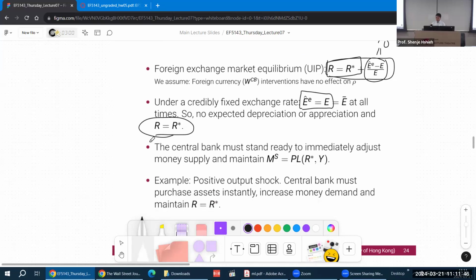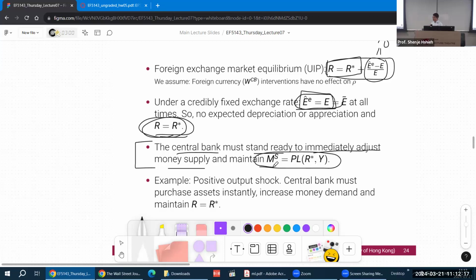All right, so the takeaway here is that in order to maintain E hat E equals E, or R equals R star, the central bank must stand ready to immediately adjust money supply to maintain this equilibrium. In other words, monetary policy is limited to just managing the exchange rate. So if exchange rates change, money supply must change solely to maintain the peg.